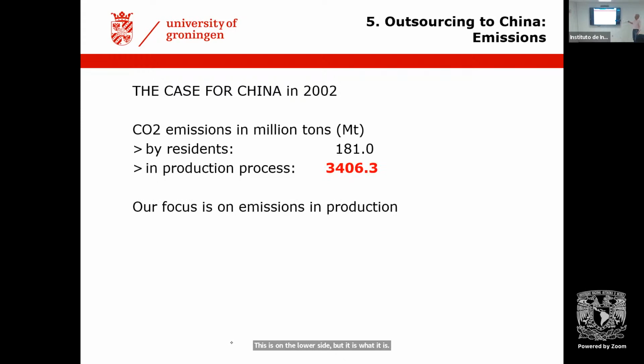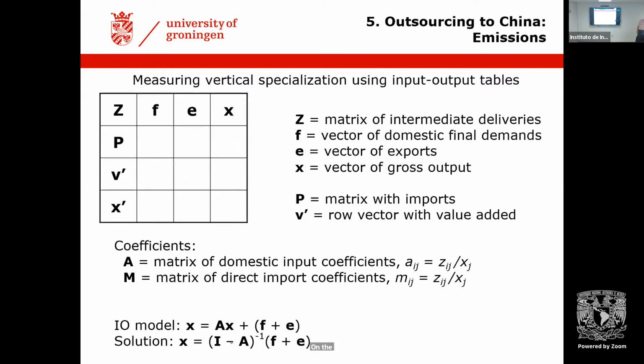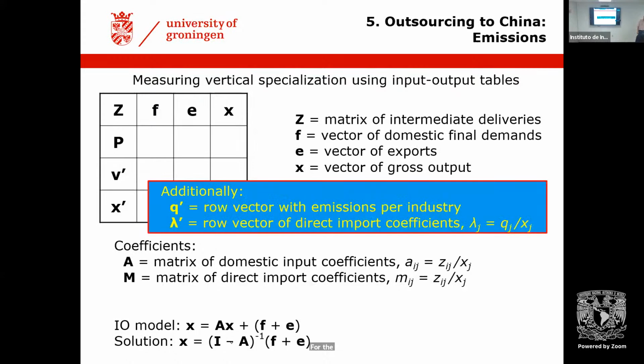And in this paper, we're going to focus only on the 3.4 gigatons in the production, so not on the consumers. And the question is, how much emissions are for exports? Well, this is what we've seen on the previous slides for the imports. Now we add a single factor with emissions per industry, and we have the import coefficient.